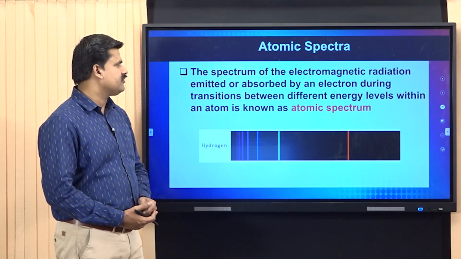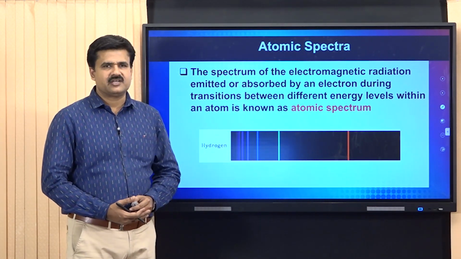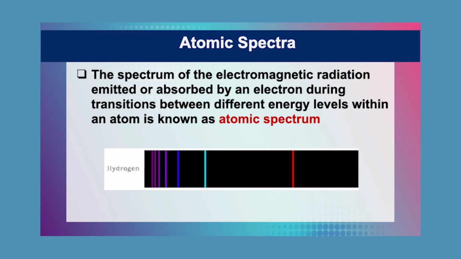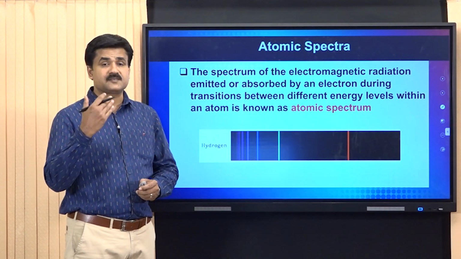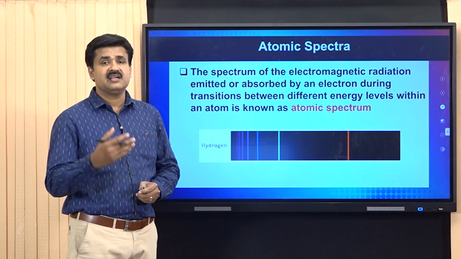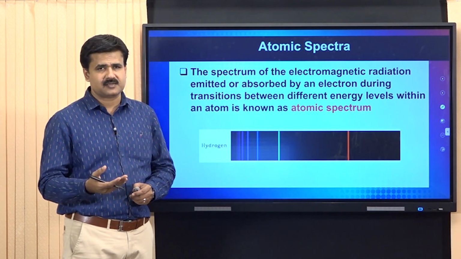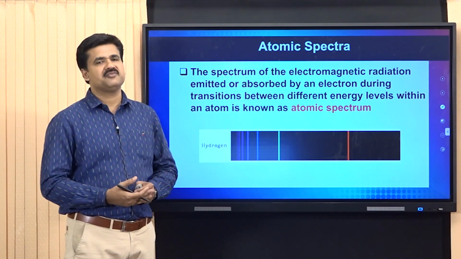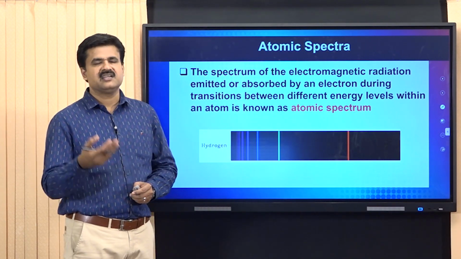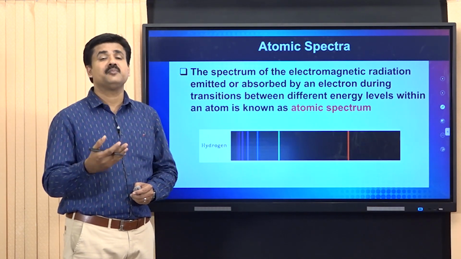The spectrum of electromagnetic radiation emitted or absorbed by an electron during the transition between different energy levels within an atom is known as atomic spectrum. That is, the spectra shown by electrons of the atom is termed as atomic spectrum. Or in a more simplified way, atomic spectra is the spectra shown by atoms.